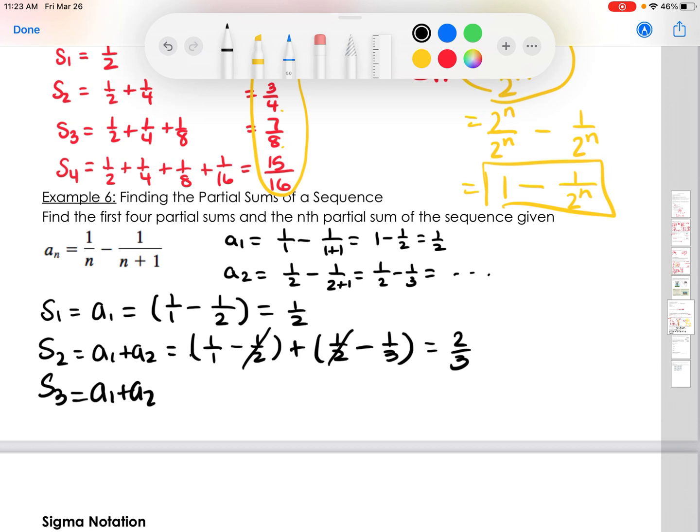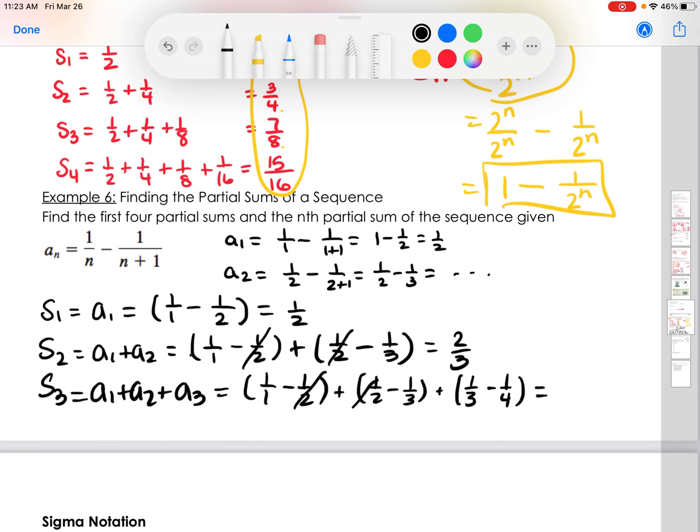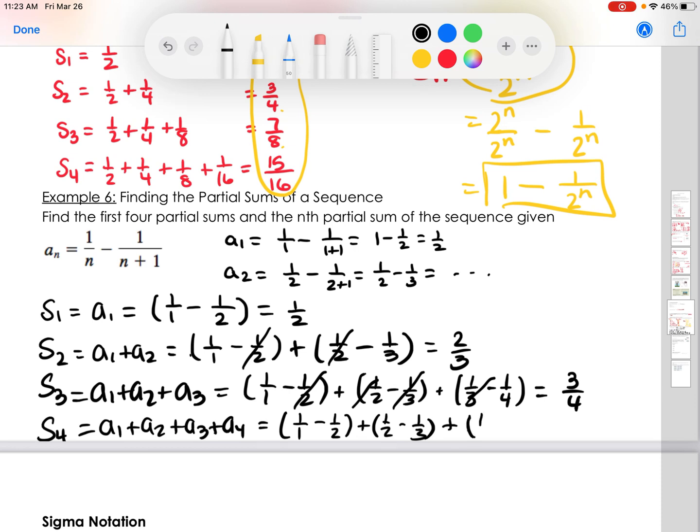S sub 3, we have the first term, the second term, the third term. We've got 1 minus 1/2 plus 1/2 minus 1/3 plus 1/3 minus 1/4. You can probably start to see the pattern here. The halves cancel, the thirds cancel. I have 1 minus 1/4. That gives me 3/4. So S sub 4, we're going to get the first, second, third, and fourth terms all added together. That's going to give us 1 minus a half plus 1/2 minus a third plus 1/3 minus 1/4 plus 1/4 minus 1/5. These are all going to cancel out in the middle, and we have 1 minus a fifth. We'll get 4/5.